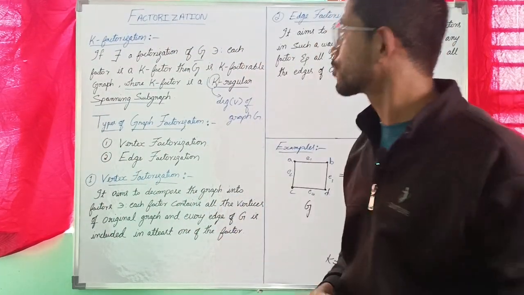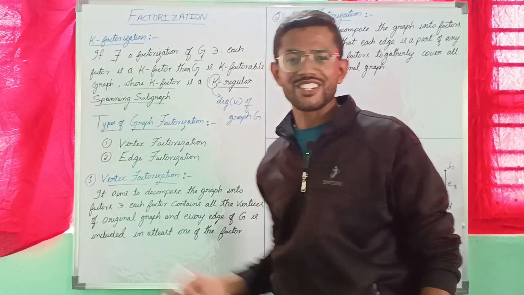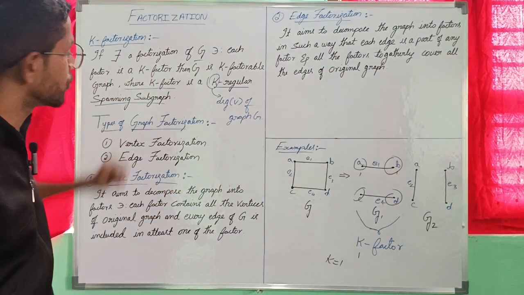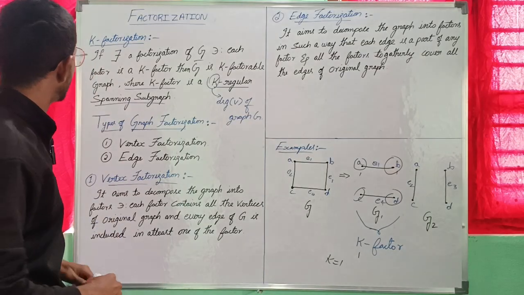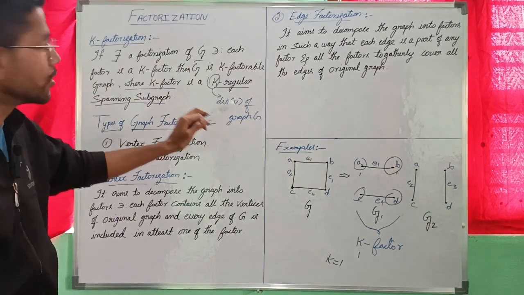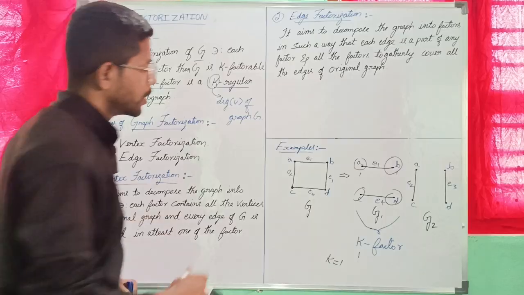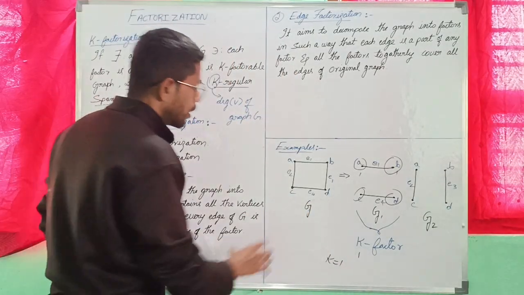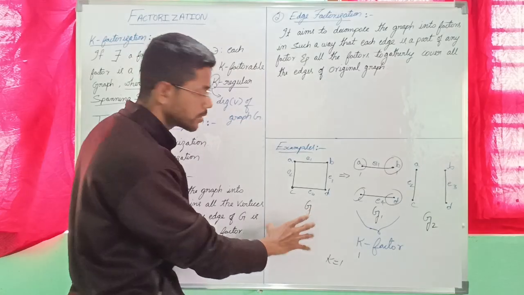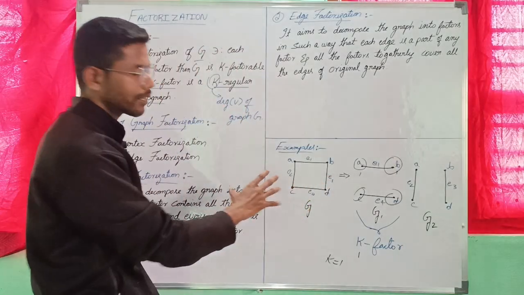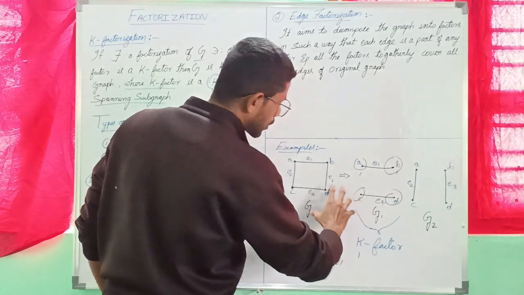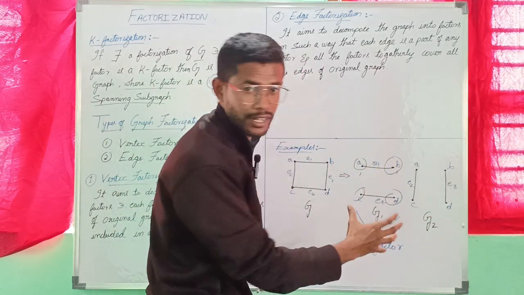Let's start today's lecture, which is about k-factorization. Okay, in this k-factorization, when we go through the definition, there exists a factorization of graph G. For better understanding, I have this graph here. In this graph G, we are considering a graph which consists of four vertices and four edges, and for this graph there exists a factorization.